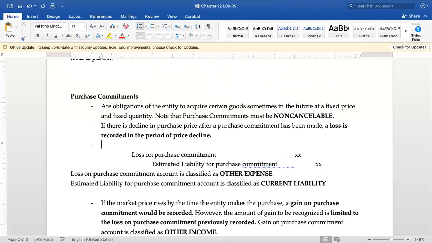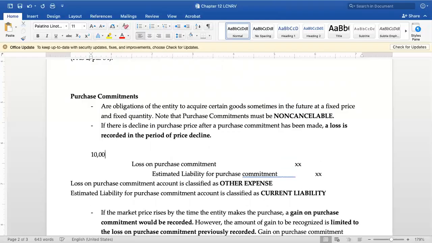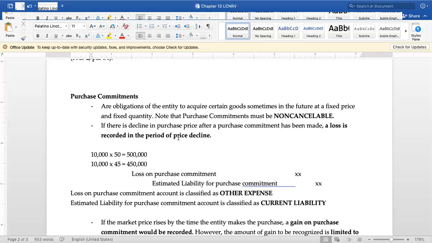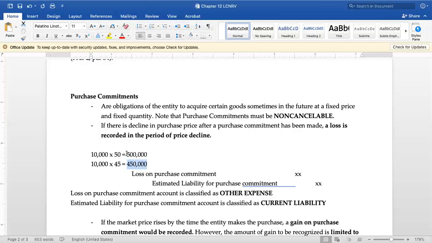So this is what happens. Supplier, we agree now that I buy 10,000 units at 50 pesos. So you agree, and that's 500,000 at a certain future date. But at the end of the year, the price changed. For 10,000 units, the price of the goods became 45. So how much is it? 450,000. But you committed to pay 500,000, while now at the end of the year it is only 450,000, because the price per unit decreased. Therefore, on your part, since you are the purchaser, you incurred a loss. There's a decline in the price. So you lose 50,000. It should only be 450,000 now, but you committed to pay 500,000.